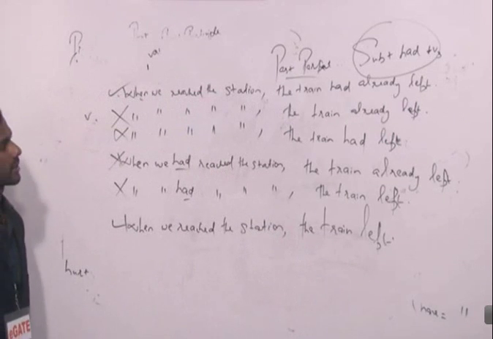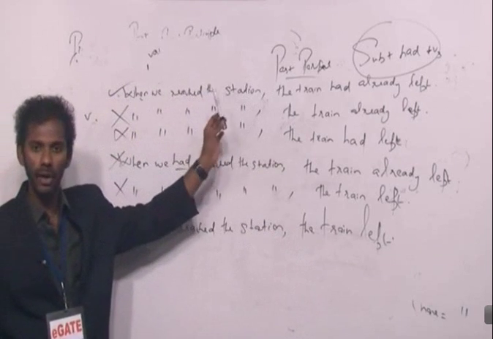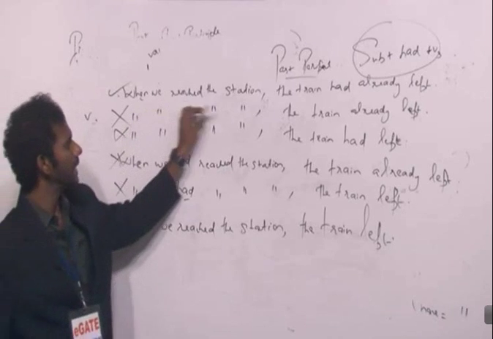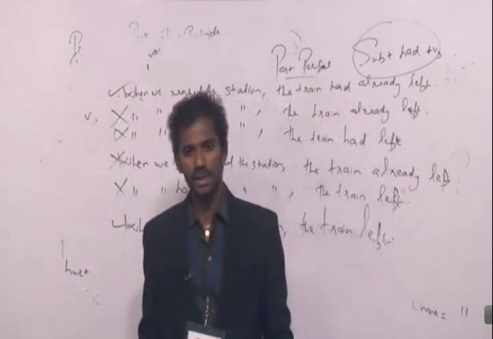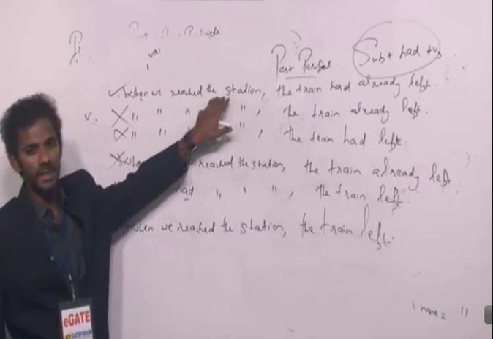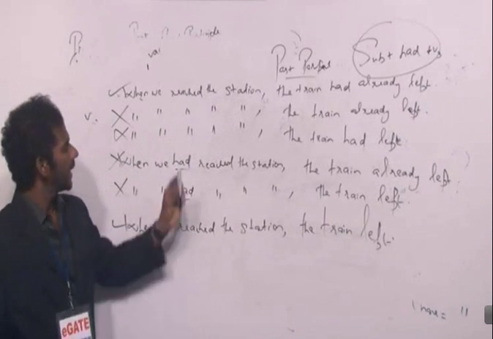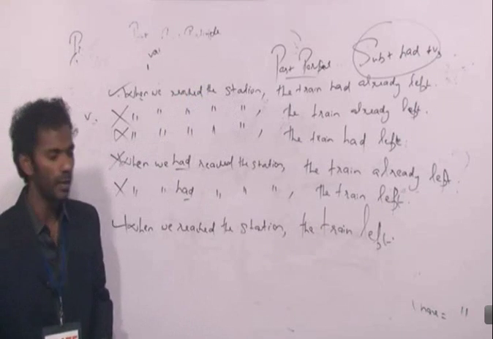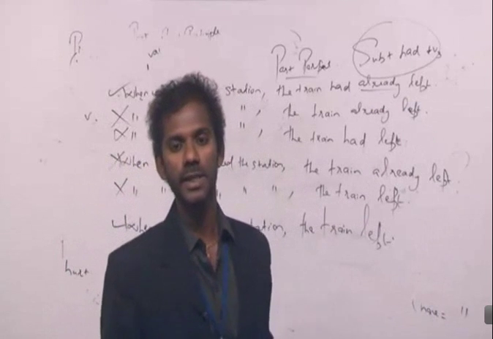Come to the first sentence. When we reached the station, comma, the train had already left. We have 2 actions in the past tense here. One is reached the station, past tense. The other one is had already left, that is also past tense. Clear? Is there any word in the first sentence that tells us about a time difference between the two actions? Yes, we have a word, already. The word already tells us that there is a time difference between the two actions.